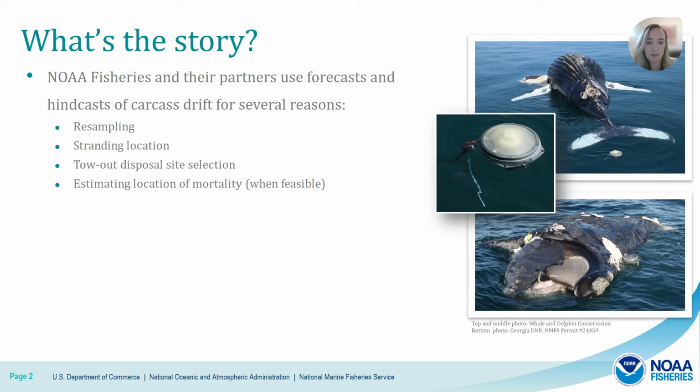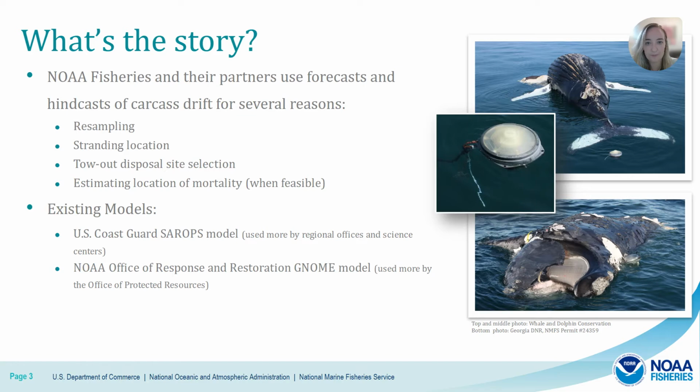Hindcasts, which are used to backtrack potential drift patterns, can be used to help shed light on where a mortality may have occurred, though this is only realistically feasible if there's enough information about the carcass available to allow for the estimation of the age of that carcass.